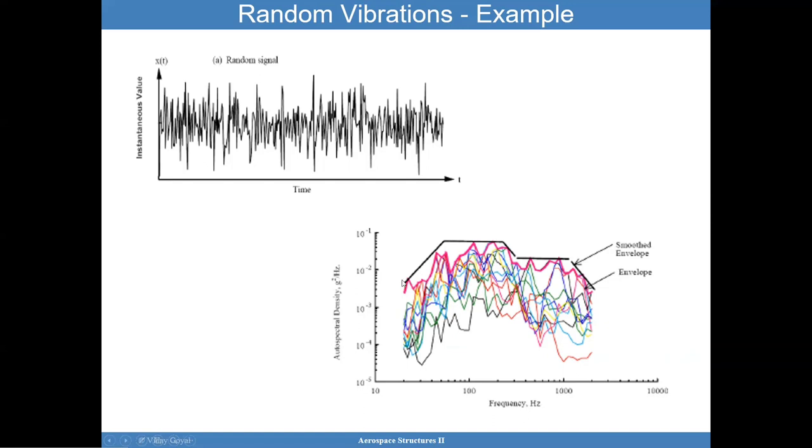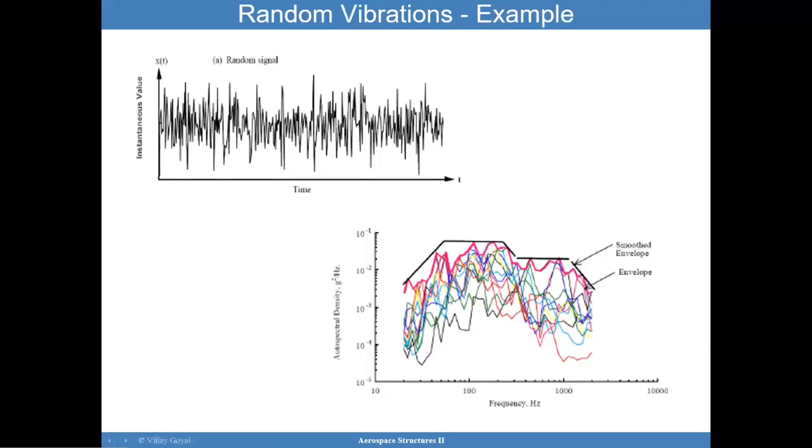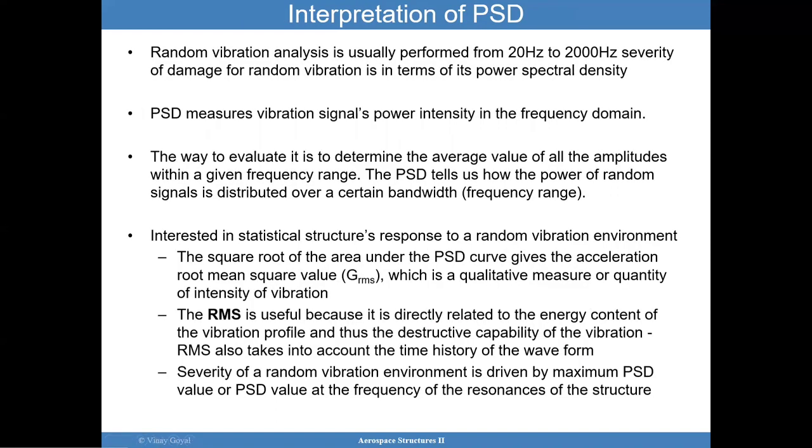Then what you can come up with is a smooth envelope that covers all the PSDs that you have collected from the different flights. And typically you will use this curve as a design curve. Random vibration analysis is usually performed in the range of 10 or 20 hertz to 2000 hertz. And the severity of the damage really depends on the power spectral density. The PSD really measures the vibration signal's power intensity in the frequency domain.